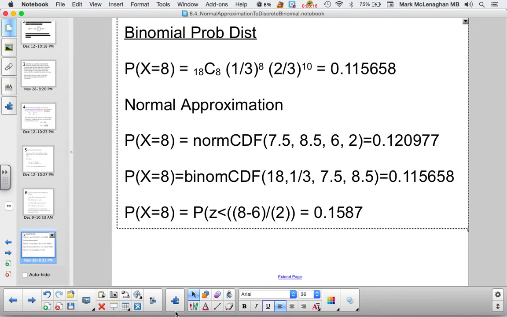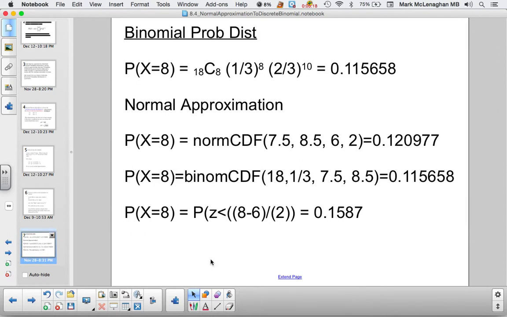So here we have the binomial probability distribution from discrete chapter 7. That comes out to be 11.5%. So the probability of getting a 1 or 2 exactly 8 times out of 18 rolls is 11.5%. Sounds good. Okay, now we can do our normal approximations.